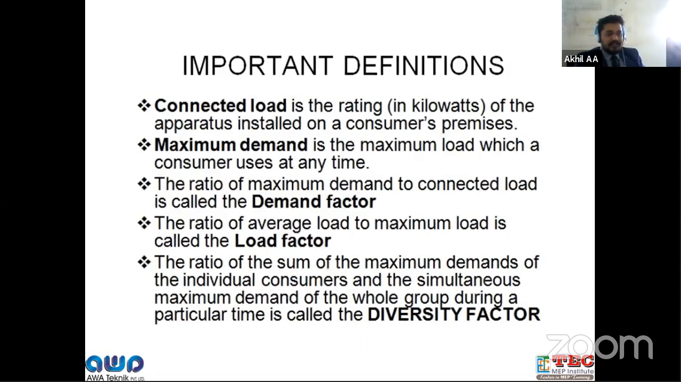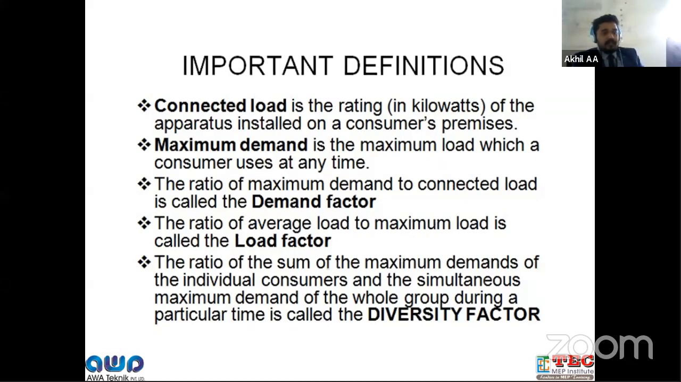So what is connected load? Connected load is the rating of the apparatus installed on the consumer's premises. You will get to know that by calculating the individual equipment, all the equipments connected in your building, and you will get the total connected load. And what is the maximum demand? Maximum demand is the maximum load which a consumer uses at any time. For example, the peak time, evening 6 to 10. For a residential building, the peak time is evening 6 to 10 or 6 to 11. You will be switching on almost all of your equipments, about 80% or 75% of equipments will be turned on. So that is the maximum demand.